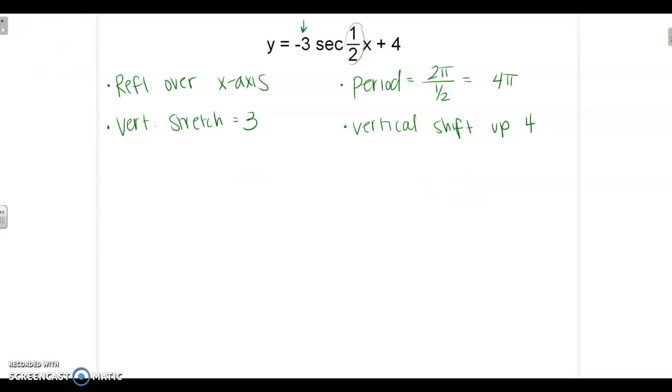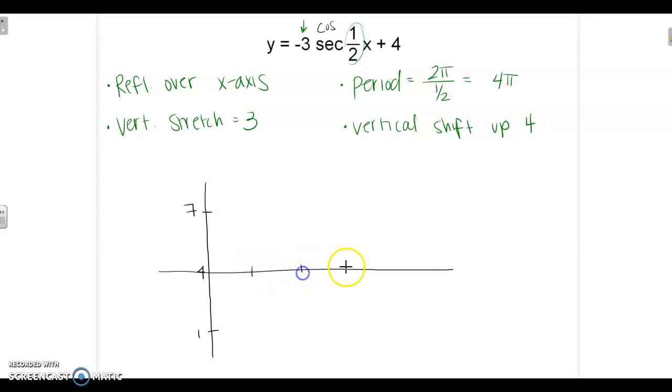So let's start just like we would if this were a cosine graph, right? I'm going to draw my vertical axis and my horizontal. Because this is a vertical shift up 4, I'm going to label my midline 4. What we're used to calling our amplitude is here a vertical stretch of 3, so I'm going to go up 3. So 4 plus 3 is 7, and then down 3, 4 minus 3, is 1.